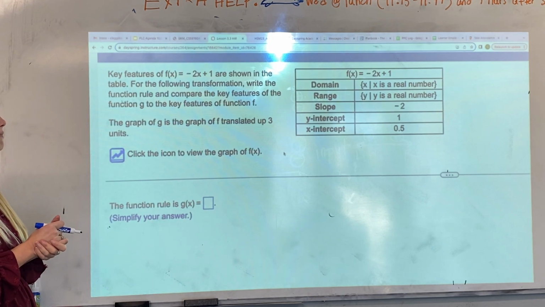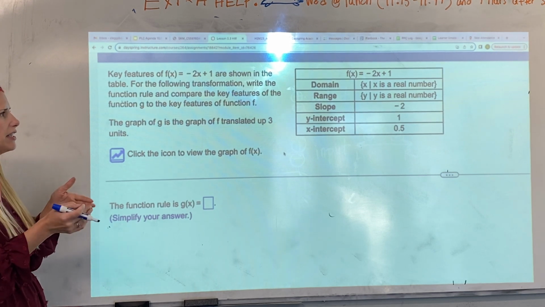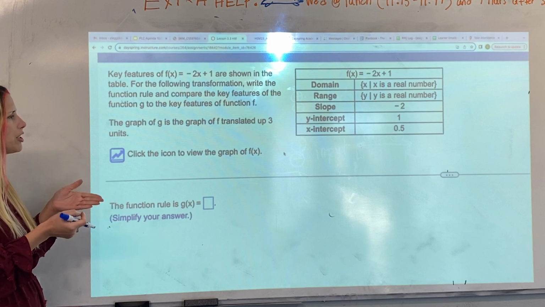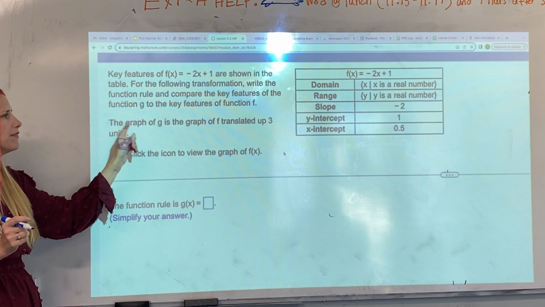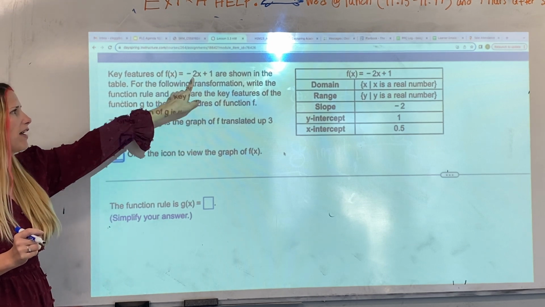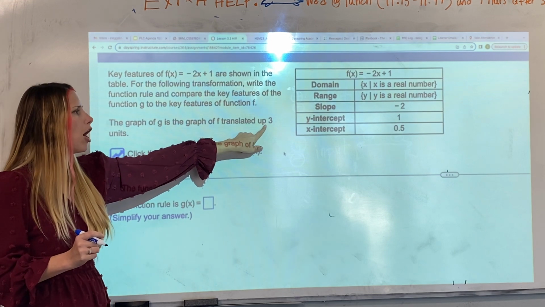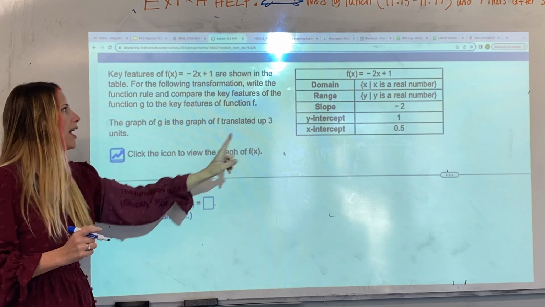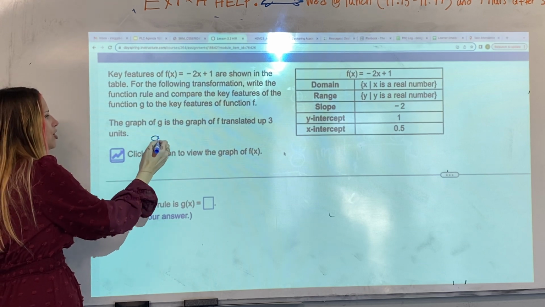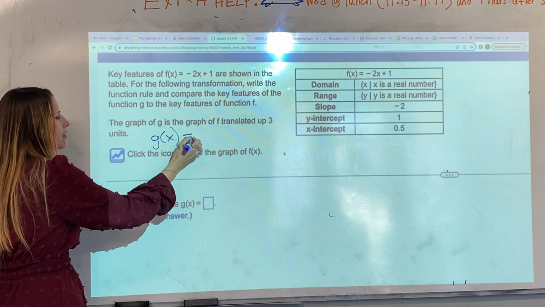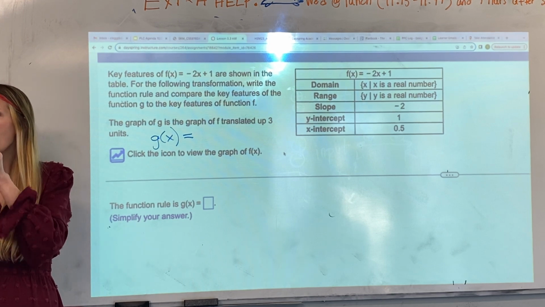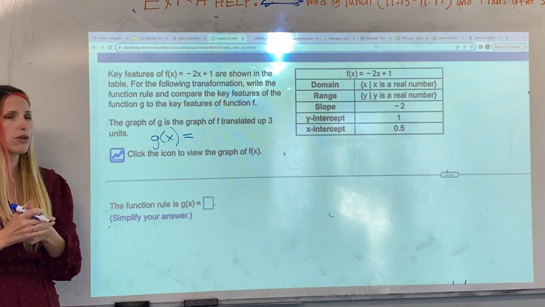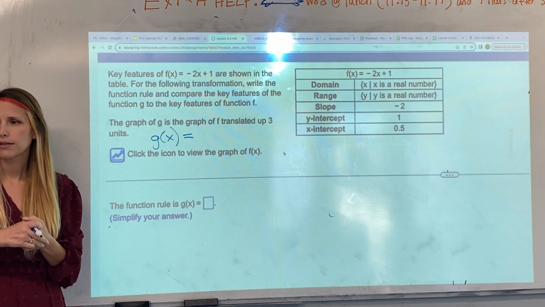For the following transformation, write the function rule and compare the key features of the function g to the key features of the function f. So let's look at the rule. The graph of g is the graph of f of x translated up 3 units. So how do I write g of x then? What would it look like if it's going to be translated vertically up 3 units?